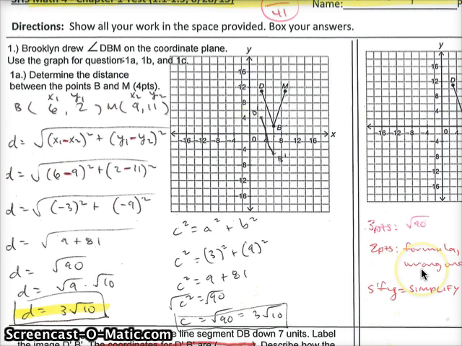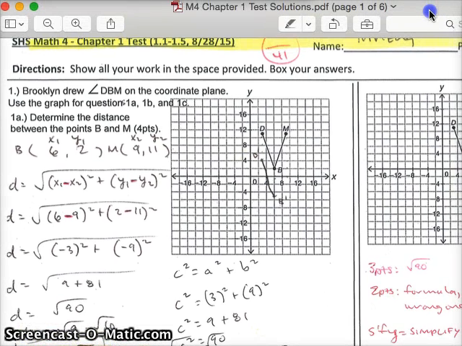Now, here is a faster way of doing the problem. It's a different way. Although it tells you to find the distance between the 2 points, you don't have to use the distance formula. You can also use the Pythagorean Theorem. So how do you get a triangle out of B and M? Well, if you count here, it's a little bit difficult to count. Let's see if I can get this.